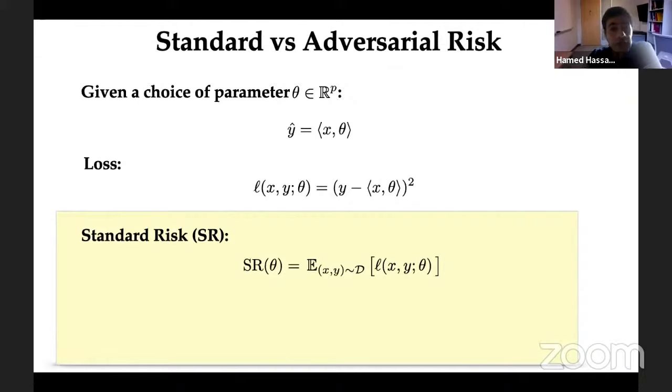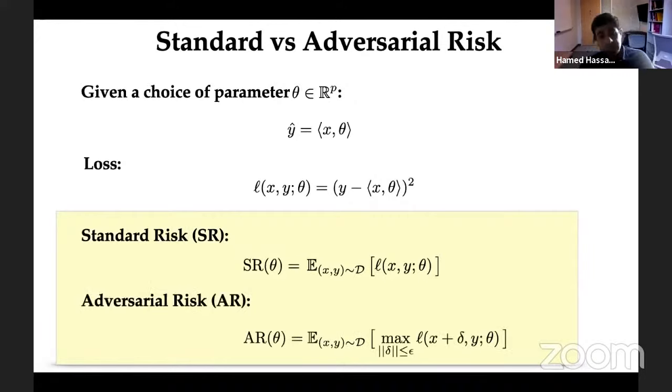Now, there are two fundamental quantities whose relation and trade-offs I want to study. First, the standard risk, which is the expected error of the model theta under the original distribution of the data. And there is the adversarial risk, which is the expected behavior of the model under these L2 perturbations. Keep these notions in mind, because we want to study the trade-off between the two.